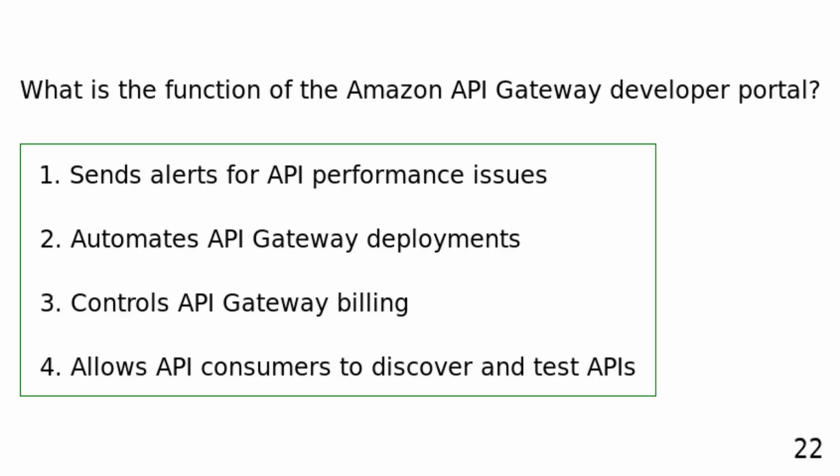What is the function of the Amazon API Gateway Developer Portal? Sends alerts for API performance issues. Automates API Gateway deployments. Controls API Gateway billing. Allows API consumers to discover and test APIs.